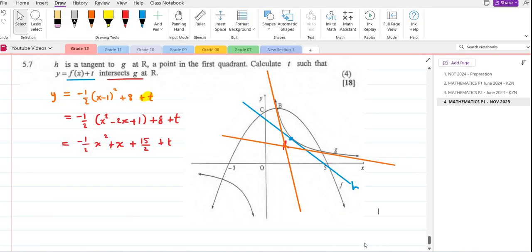H is a tangent to G at R, a point in the first quadrant. Calculate t such that f of x plus t intersects G at R. Right, so we're basically trying to find the values of t here, this one and this one. So it should be working with values from 0. Should it be from 0 to 8? Because it says 8 plus t. Remember, 8 is the maximum.